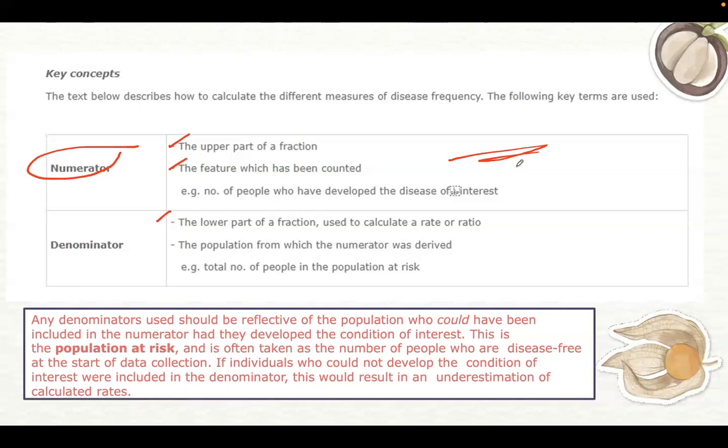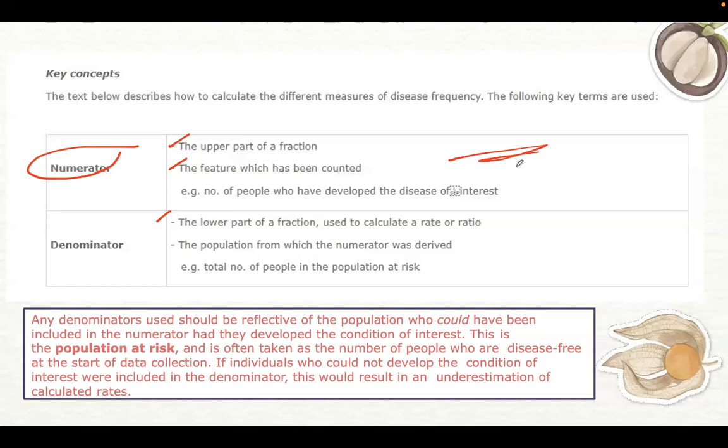So, kung medyo po nalilito, ano yung difference nila? Sa numerator, sila yung mga tao na nakadevelop ng disease of interest. They have the specific illness, condition. They possess the characteristic. Whereas for your denominator, sila lang po yung general population from which your numerator was derived.